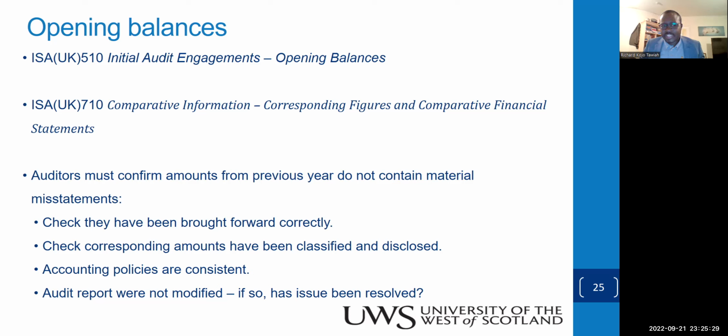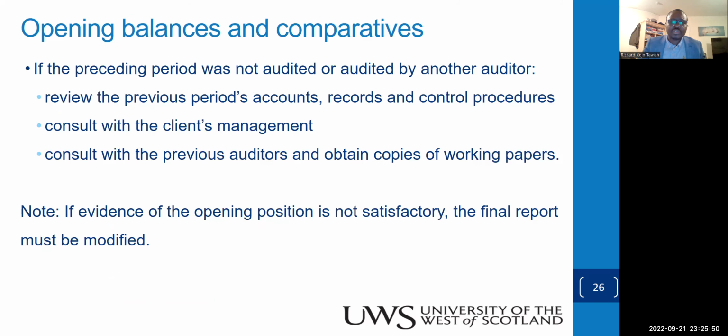Make sure the financial statements from the previous year do not contain any material misstatement. Make sure opening balances agree with the closing balances of the previous year. Check corresponding accounts, that they've been clearly classified and disclosed. Accounting policies used are consistent. Auditors' reports were not modified. If so, has that been resolved? Okay. So once again, opening balances, comparatives, I will leave this one because you find it in the final review stages.